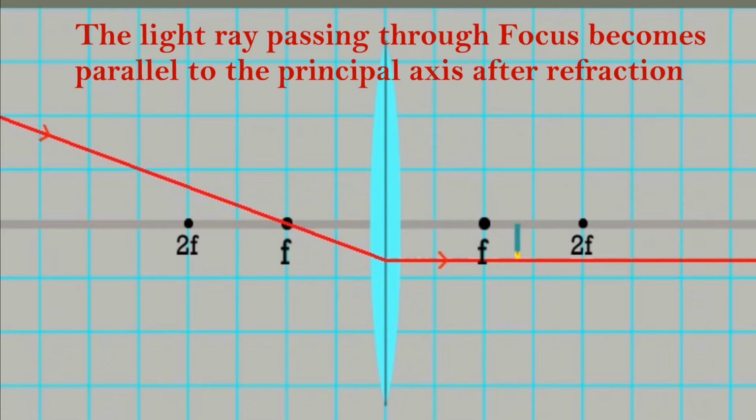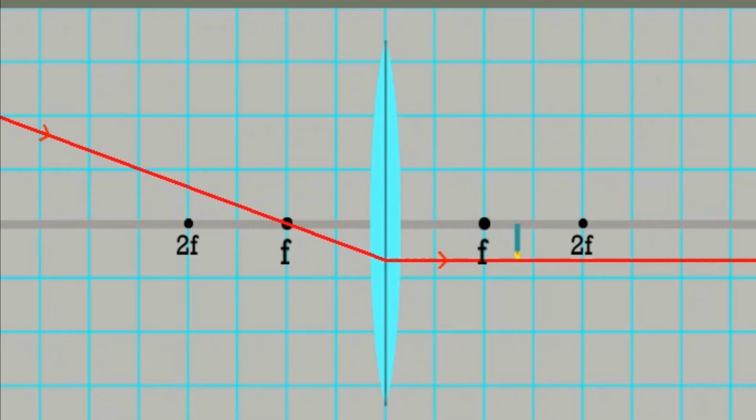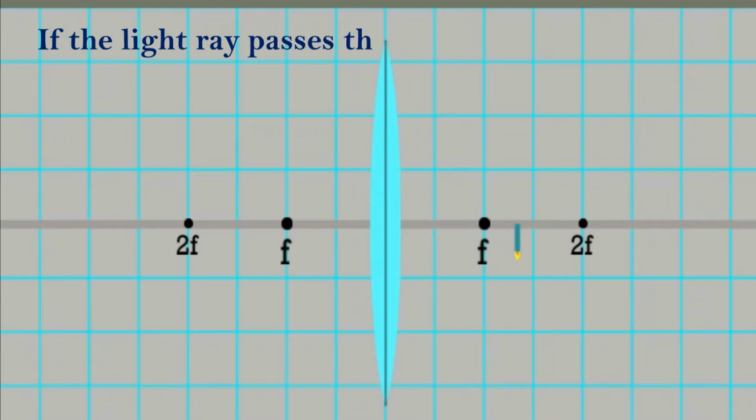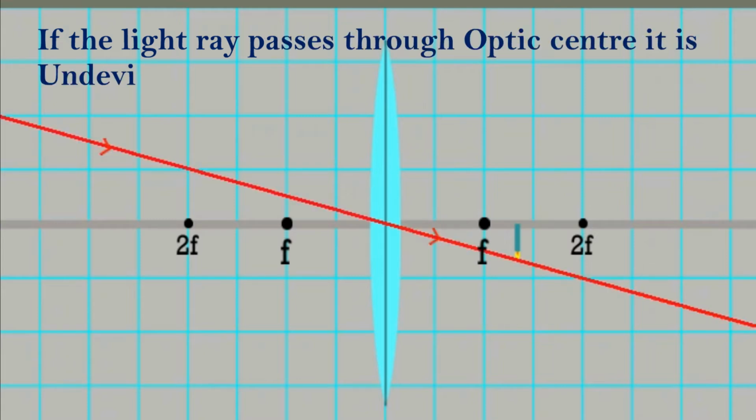Now coming to the third basic ray diagram, if the light ray passes through optic center, it is undeviated. That means no refraction takes place. See here. So this is the light ray which is passing through the optic center. So then there is no refraction. It is undeviated, means it is going in its original path without refracting. So these are the three basic ray diagrams we should learn to trace any image.